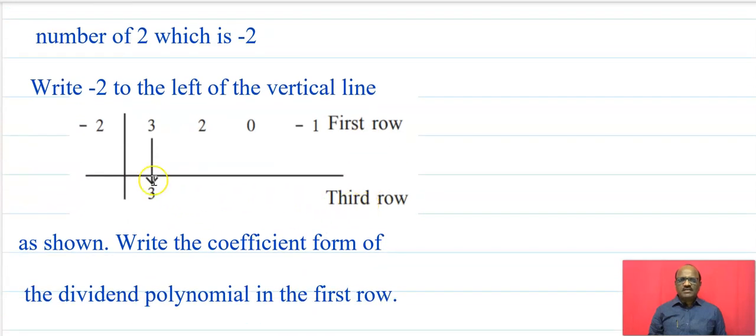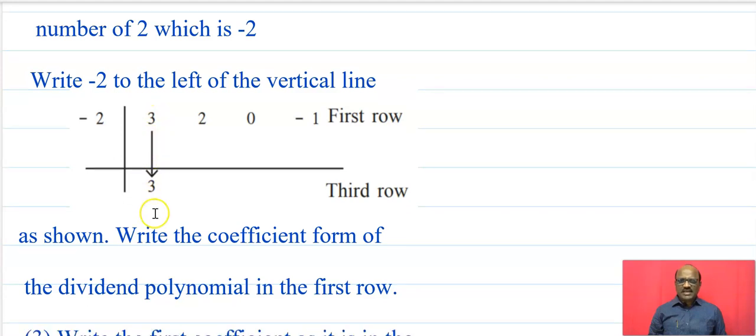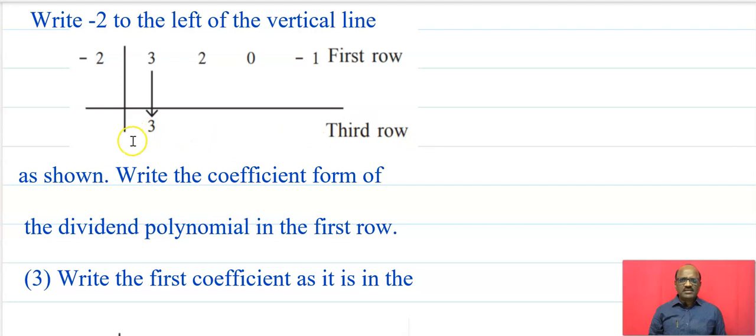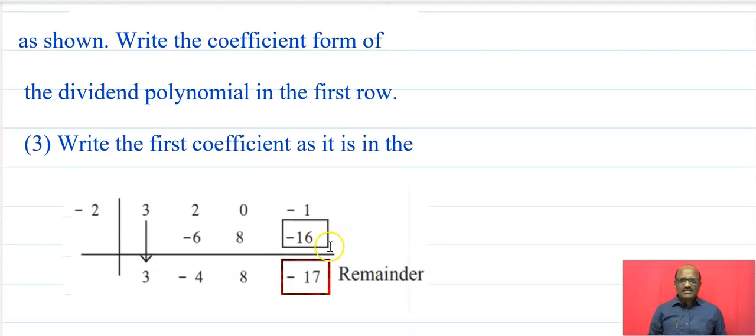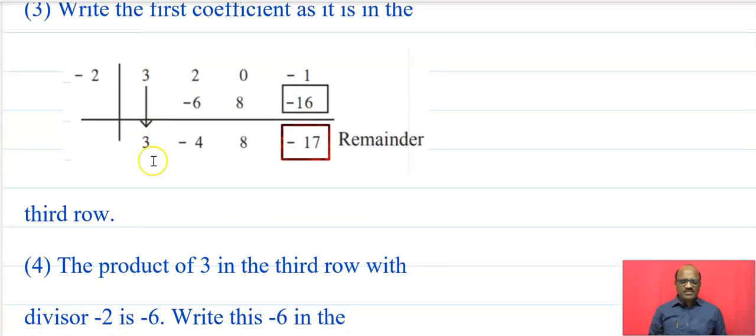Now the first term: always keep it as it is in the third row. Write the first coefficient, 3, as it is in the third row. Now the multiplication: minus 2 into 3 is minus 6. 2 minus 6 is minus 4. Now again see the multiplication.